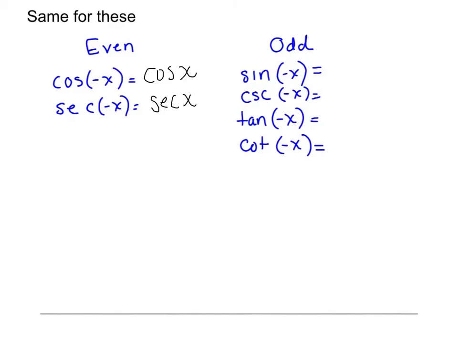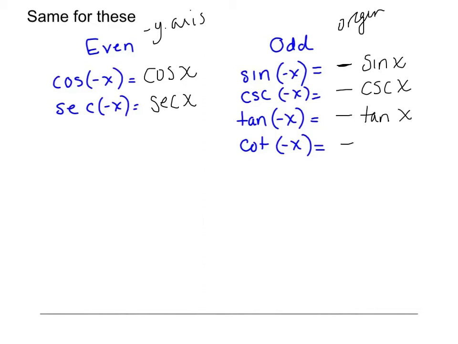And if it's odd, what it means is it's symmetric about the origin. Even is symmetric about the y-axis. Odd is symmetric about the origin. So it changes quadrants, and so this is actually going to be negative sine x. So everywhere I see the sine of a negative angle, I can write the negative of sine x. Cosecant the same way, because these are all odd. Negative tangent x and negative cotangent x.